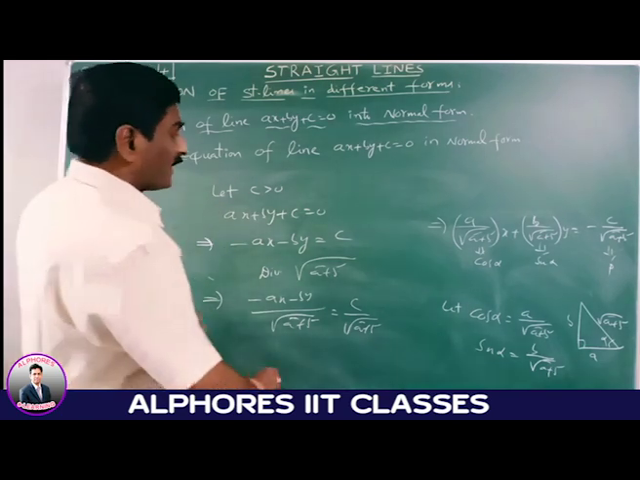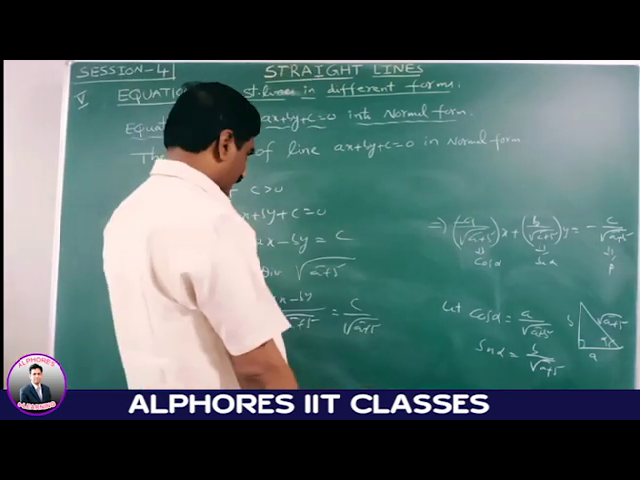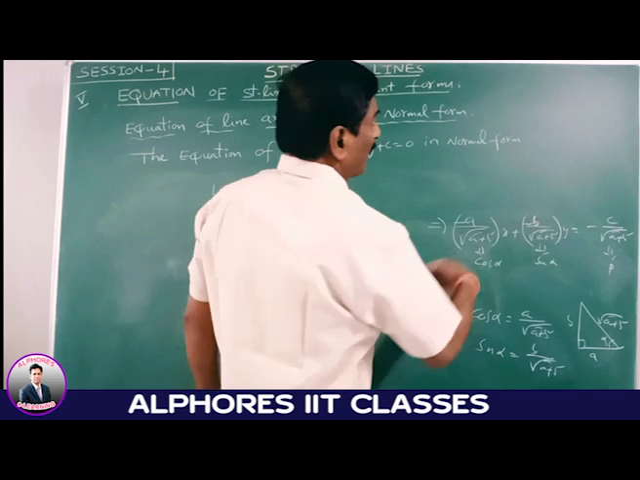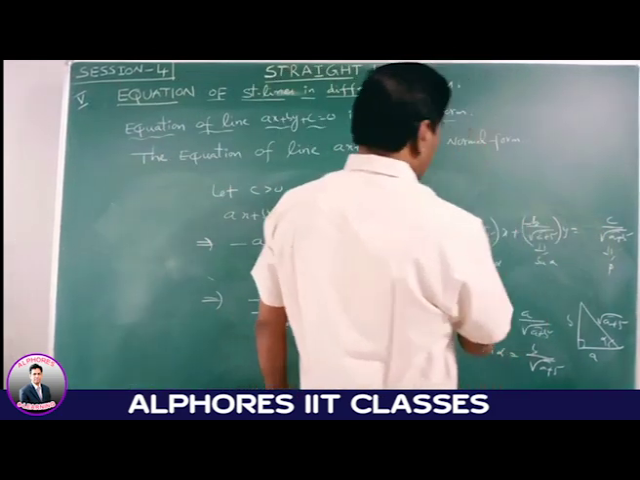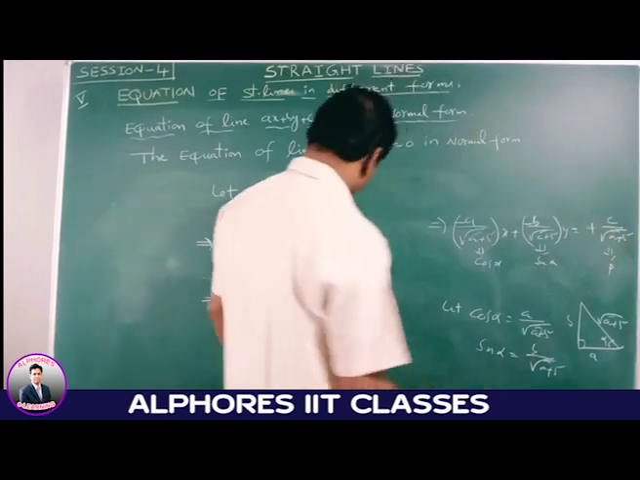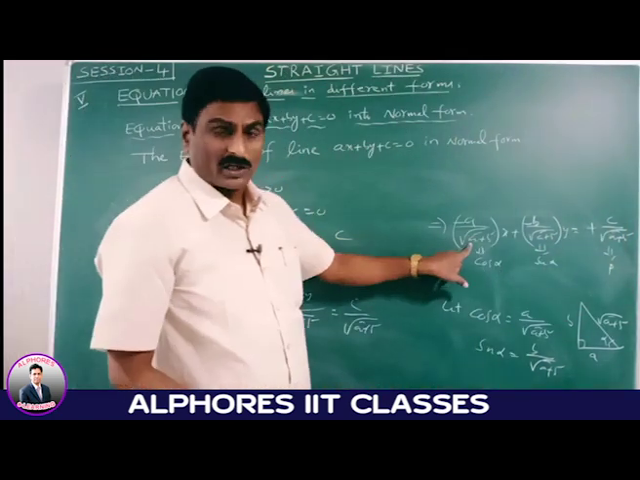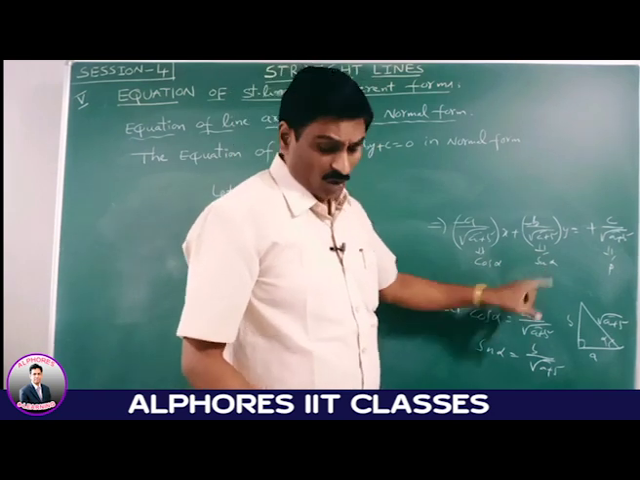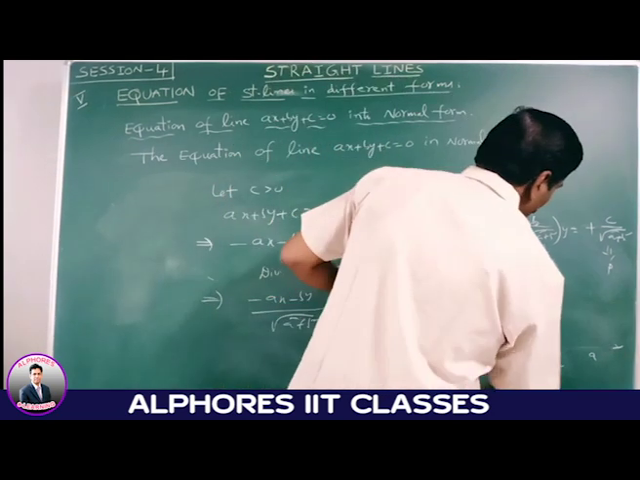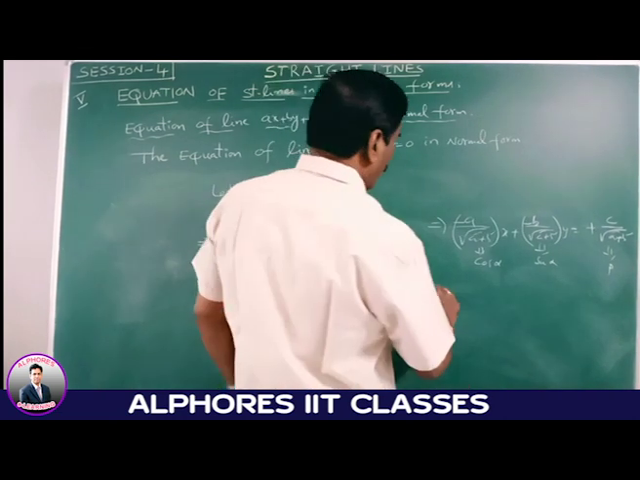After splitting, it can be reduced into minus a by root over a square plus b square into x minus b by root over a square plus b square into y is equal to c by root over a square plus b square. Please observe this value. Say this value is cos alpha. Definitely this value is sin alpha. So it is in the form of x cos alpha plus y sin alpha is equal to p.